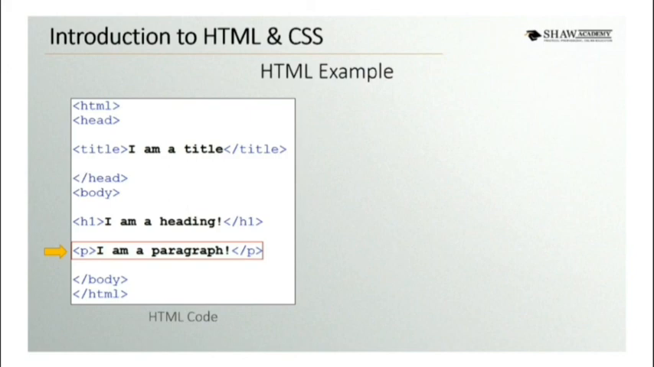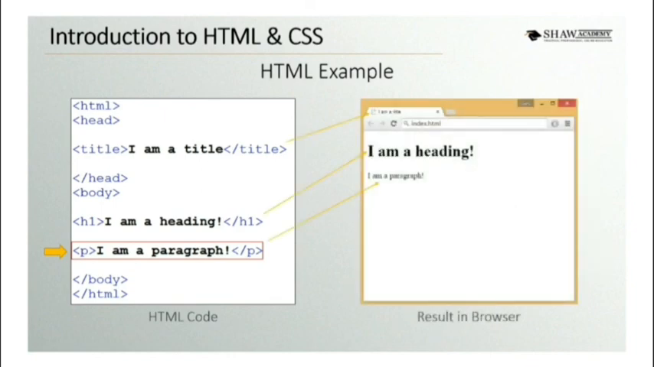Everything inside of those two tags will be formatted as a paragraph. I also have the text I am a heading inside the H1 tag, and the H1 tag is a large heading tag, so that everything inside of it will be formatted as a heading. So let's see what happens when we run this page inside a browser. You can see that the text inside the title tag is rendered in the tab at the top, the text inside the H1 tag renders as a large heading, and the text inside the P tag renders as normal paragraph text. This is the main principle of HTML, guys. It allows the developer to separate web page content in a way that the web browser can understand.